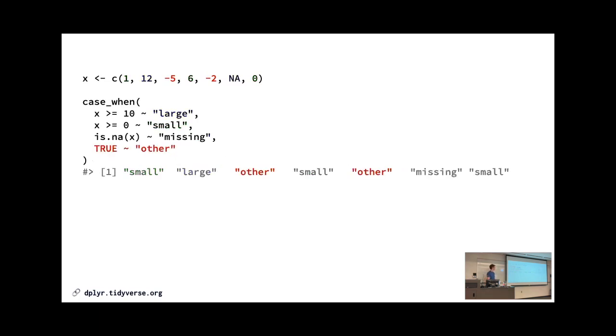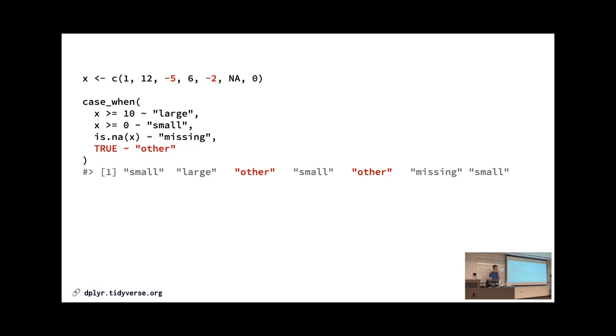The other thing that you've probably done with case when is that you've tried to specify some kind of default fall through value at the end by saying this kind of interesting looking true tilde default value. If you haven't captured anything with these first 3 conditions, then put other. So you see other there for -5 and -2, which weren't captured by everything above.